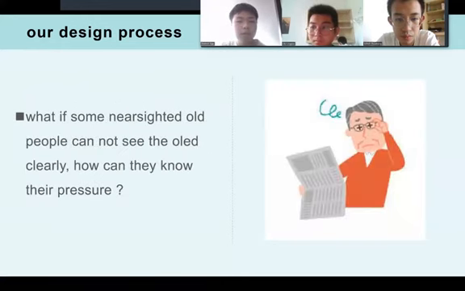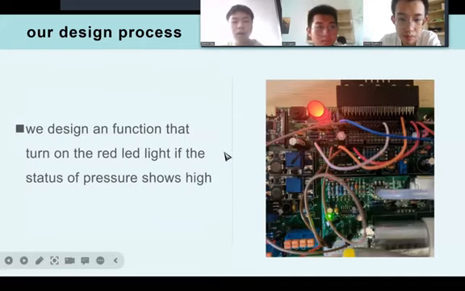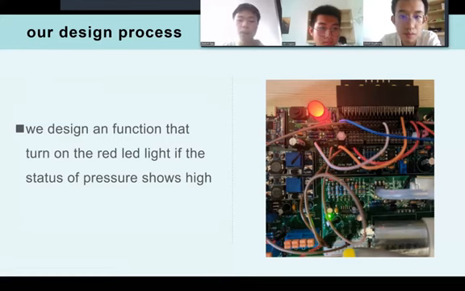And what if some nearsighted old people cannot see the OLED clearly, so they cannot see the words showing their blood pressure status, and also they cannot see the numbers of systolic pressure and diastolic pressure? So we design a function to control the OLED light: when the status, which is calculated from the systolic and diastolic pressure, is high, the red light will be turned on to tell the user that their blood pressure is very high.